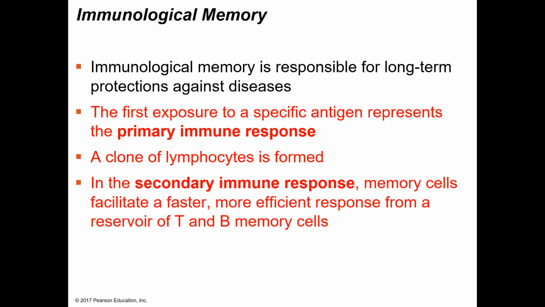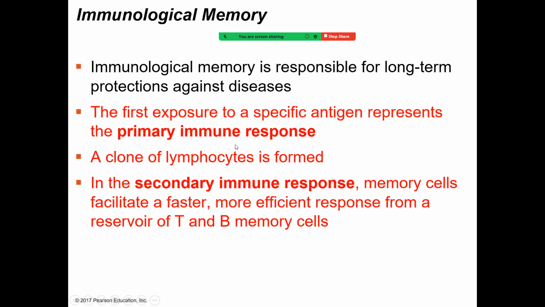And we'll talk about vaccinations in a little bit as well, but this immunological memory is really important for the adaptive immune system. So the very first time that you're exposed to a specific antigen, or we could say a specific epitope, that will represent the primary immune response.